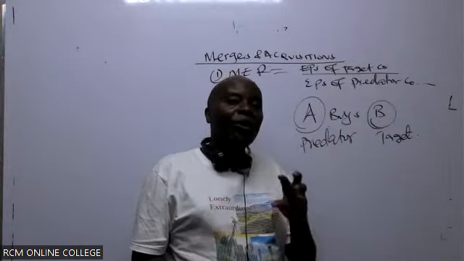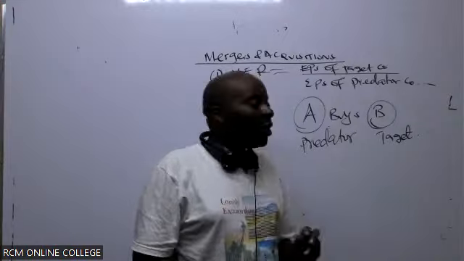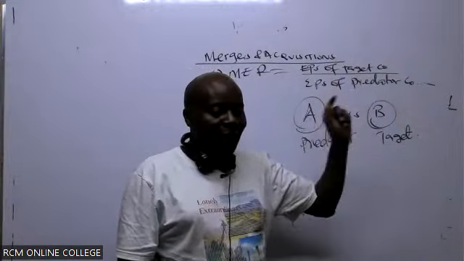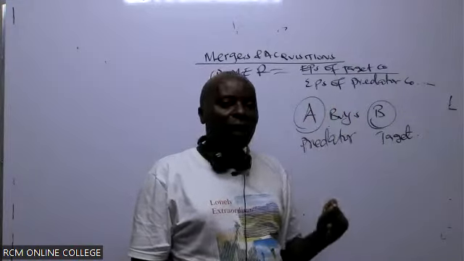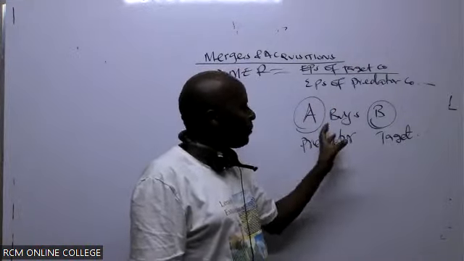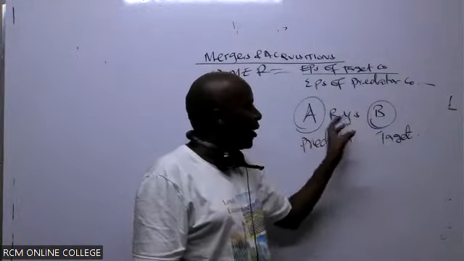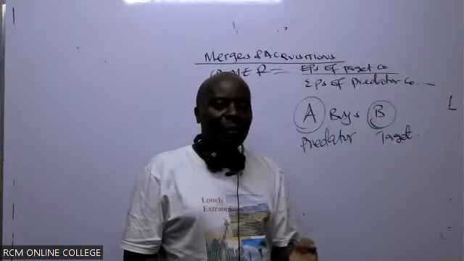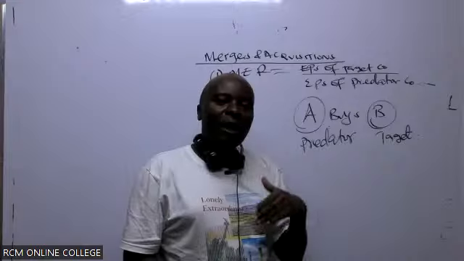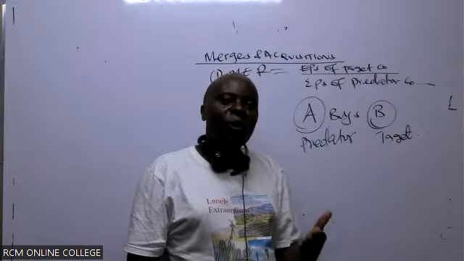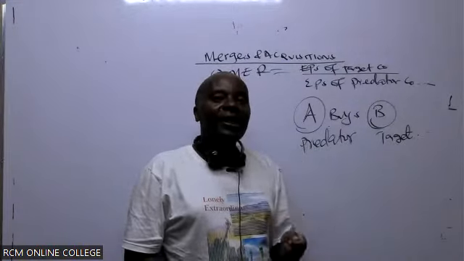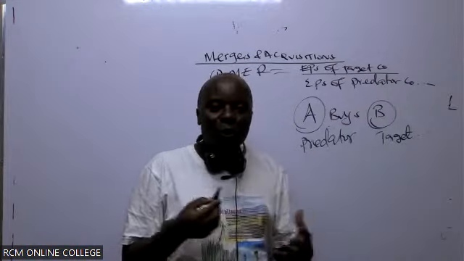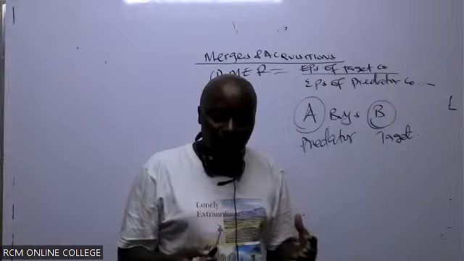So anytime they want you to get maximum exchange ratio, you'll always take the EPS of the targeted company all over EPS of the predator. So you take EPS of B all over EPS of A. Remember, EPS stands for earnings per share. When we talk about maximum exchange ratio, this gives us the number of shares that we shall be able to exchange.